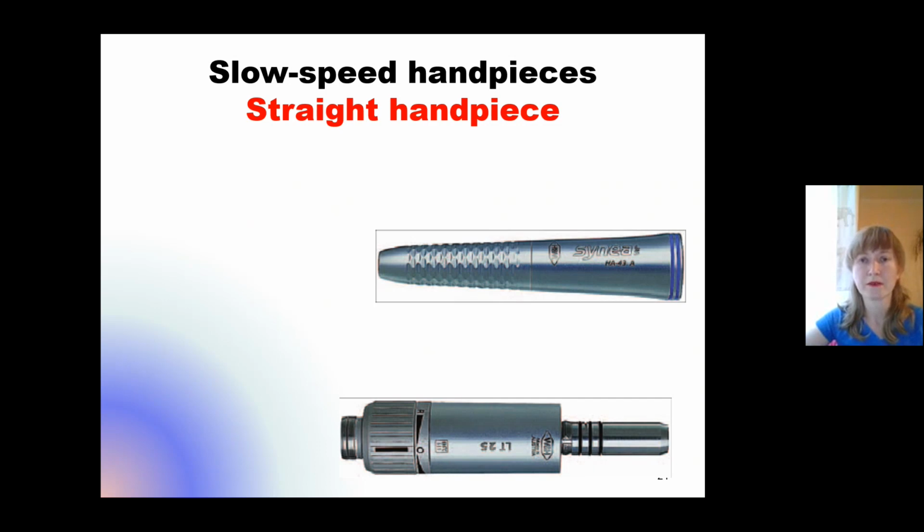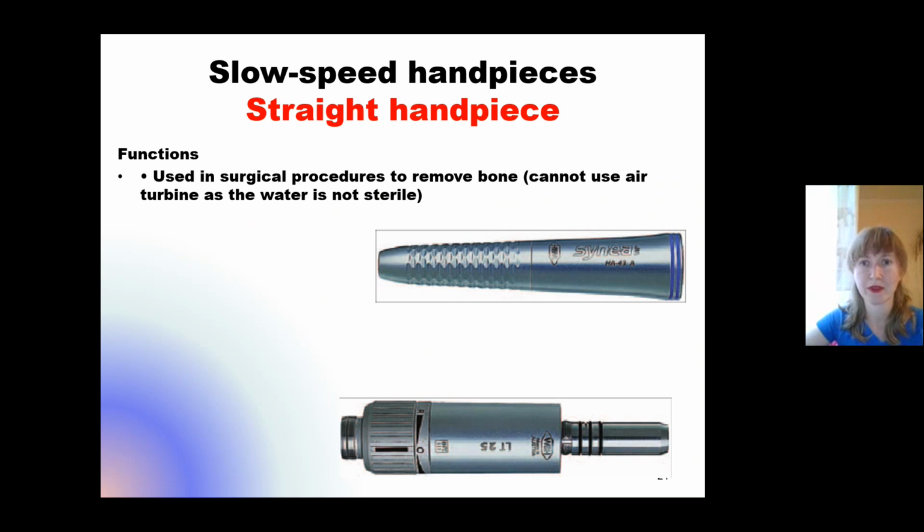Another instrument is the slow speed handpiece. On this photo a straight handpiece is shown. This type of handpiece is used in surgical procedures to remove bone. In surgical procedures, the dentist cannot use an air turbine, as the water that comes from the handpiece is not sterile. That's why such slow speed handpieces are used for surgical procedures.